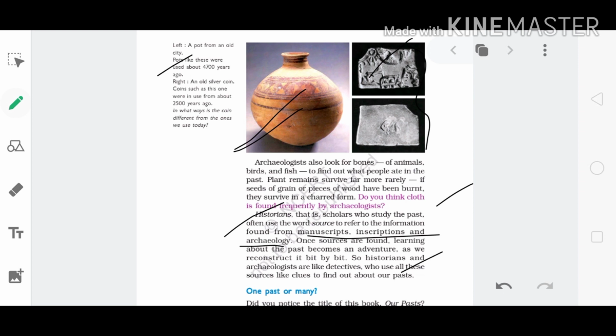So at last we came to the end of this topic, and we came to know that the word source is used to define information which we can find from manuscripts, inscriptions and archaeology. Once you find a particular object, it becomes an adventure for an archaeologist or a historian to know more about that particular event which took place in that particular era.